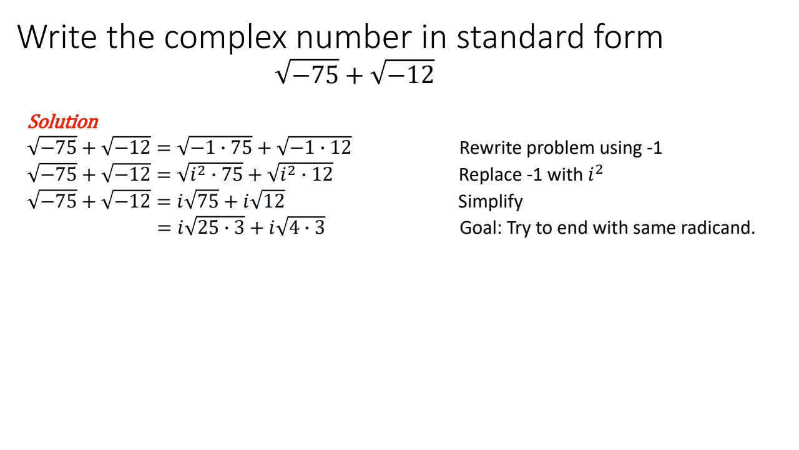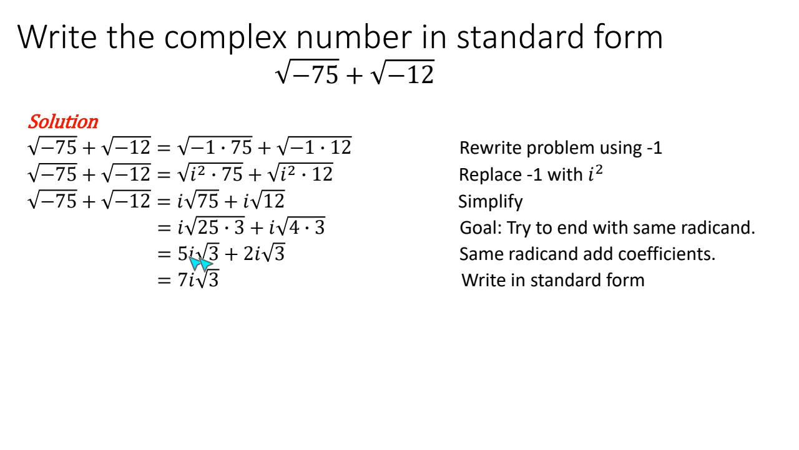So we want to simplify. So 75, I can write as 25 times 3. And so that's going to give me, the 25 is perfect, it'll come out as 5. And then for 12, I can write it as 4 times 3. And the 4 is perfect, so it'll come out as 2. And so now we'll have 5i square root of 3 plus 2i square root of 3. Notice now they both have the same radicands of 3. So we can add the coefficients here. So 5i plus 2i will be 7i square root of 3. So in standard form, we would have 0 plus 7i square root of 3.